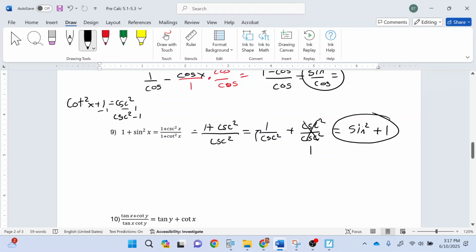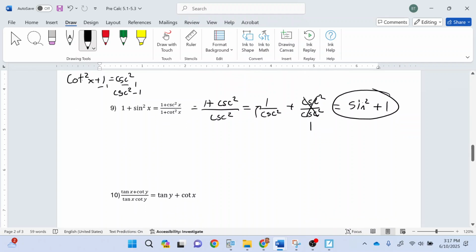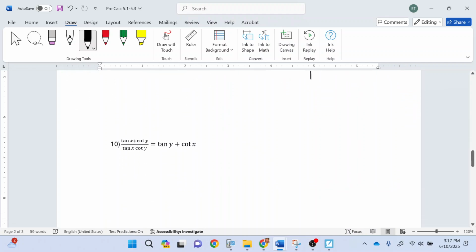I know some people are thinking, Mr. Tobel, how the hell was I supposed to know that? You got to try. You got to know your tools and what you can do. I wish I could tell you, do this every time, but it's not algorithmic like that.